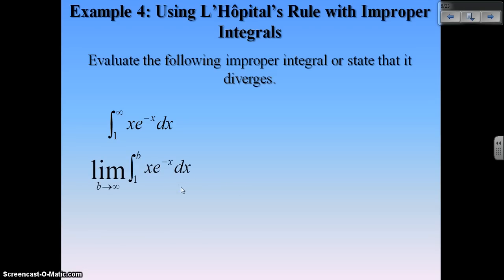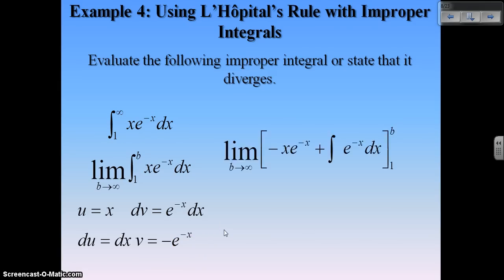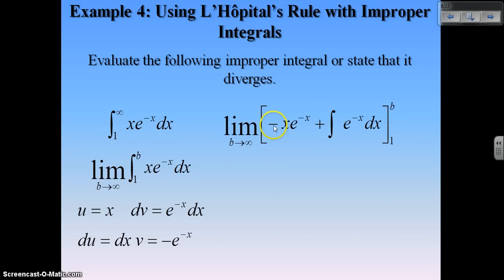All right, so again, we'll start out by removing the infinity. You ought to be used to that by now. Set up your limit. I'm actually going to work this one out, first of all, as an integration by parts problem. If you remember integration by parts, I'll let u equal x, du is dx, dv is what's left over, e to the negative x dx, means v is negative e to the negative x. The antiderivative of e to the negative x is negative e to the negative x. And remember that for integration by parts, the formula is uv minus the integral of v du. So all that together is integration by parts.